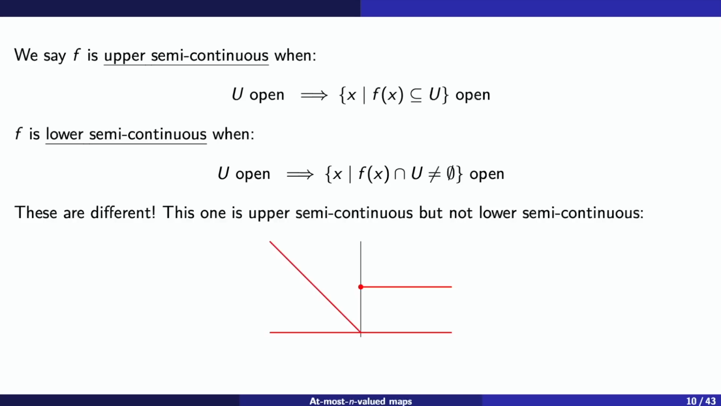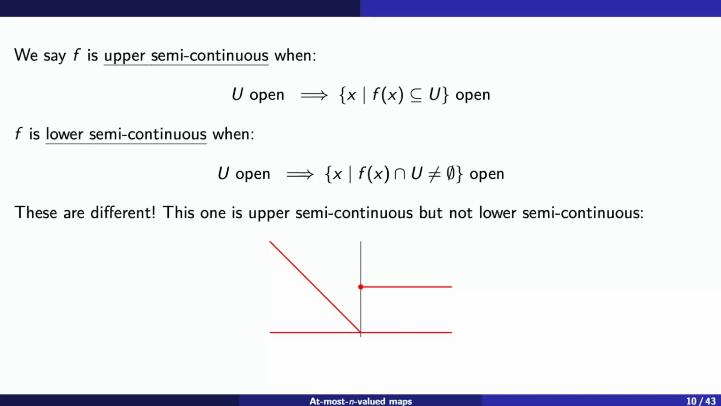They are different. Here's an example. This one is upper but not lower. Actually, this is just R to R. Two values at most. No, actually, there are exactly two values everywhere. The weird thing happens in the middle, but it is still just two values in the middle. This one is upper semi-continuous, but not lower semi-continuous. All right, so they are different.